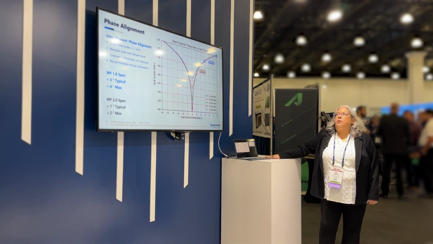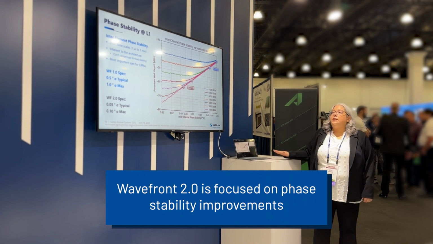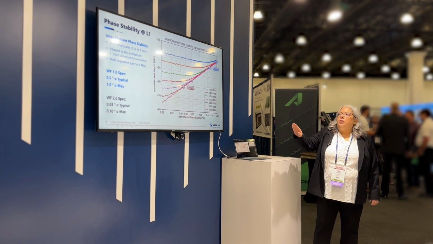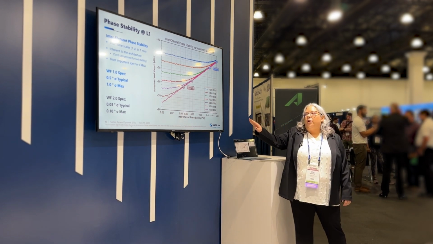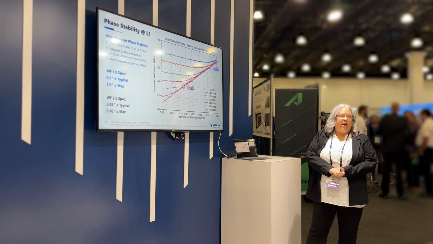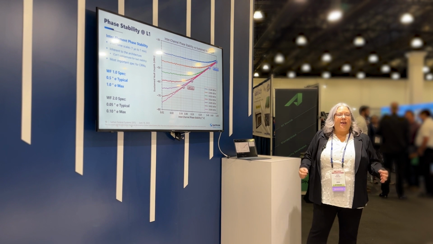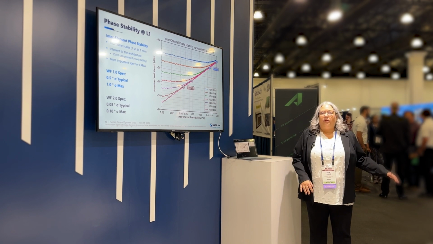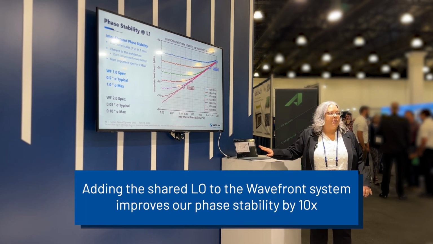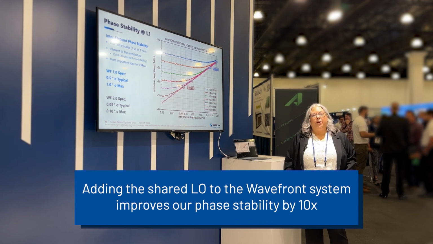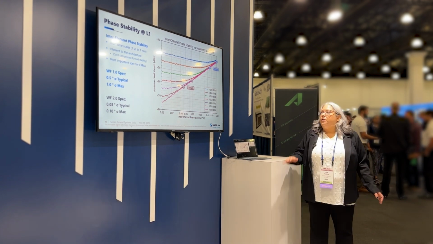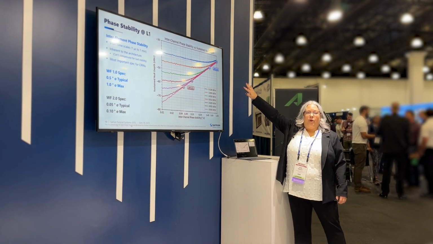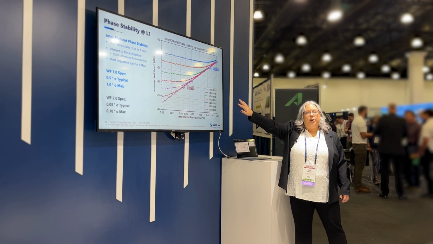But what we really focused on was the phase stability. And this is where we can see a major improvement in the system. Looking at Wavefront 1.0, it's a half a degree typical, 1 degree max, which sounds great, but we really want to get it as close as possible for the best improvement. And what we've been able to do by adding that shared LO and those lookup tables is improve the spec by 10 times. So our Wavefront 2.0 is 10 times better than the previous version because of those additions. And we can see that here on the chart. You can see typical and max for 1.0, and then typical and max for 2.0.